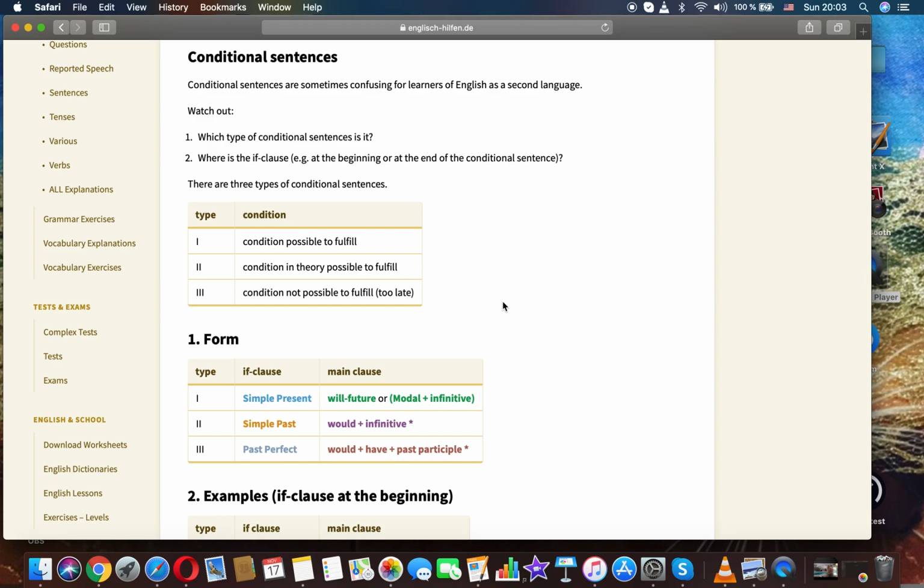There are three types of conditional sentences. Type 1: condition possible to fulfill. Second: condition in theory possible to fulfill. Third: condition not possible to fulfill, too late. Form.